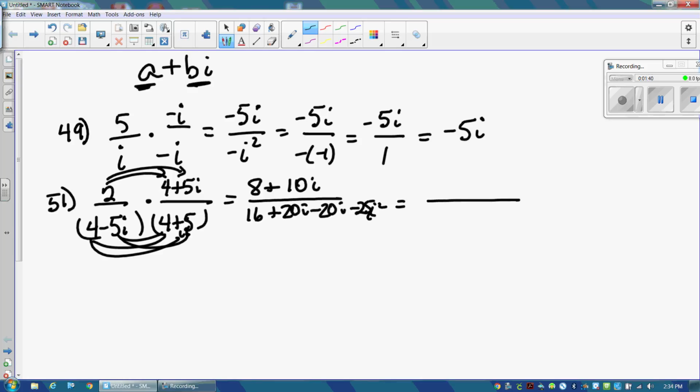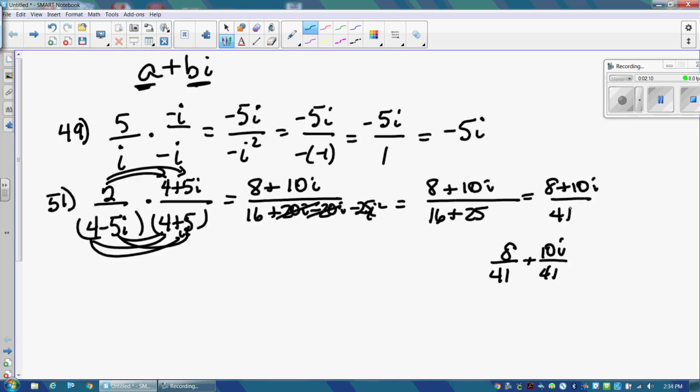Okay, top, 8 plus 10i. The bottom, these cancel, and I get 16 minus 25i squared would be plus 25, because i squared is negative 1. So it's like minus 25 times a negative 1. So this is 8 plus 10i over 41, because 16 plus 25 is 41. And they're going to write it in standard form. So they're going to write it as 8 over 41 plus 10i over 41. Both of these are over 41, so I can write them separate.